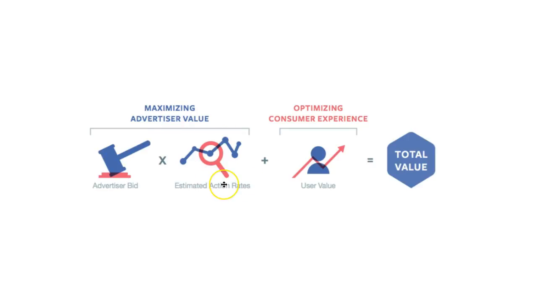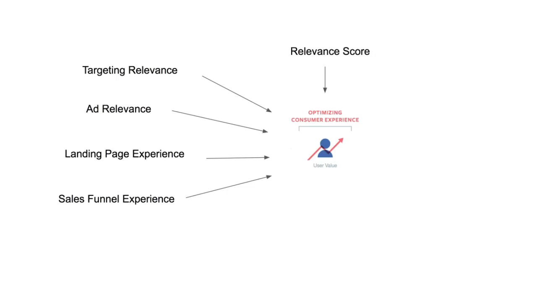The estimated action rate is based on the objective that you're pushing forward. The optimized pixel, if it's relevant for that objective. But then they're also weighting the user value, and this is what this graduation framework is all about. What makes up the user value? There's a number of different things.